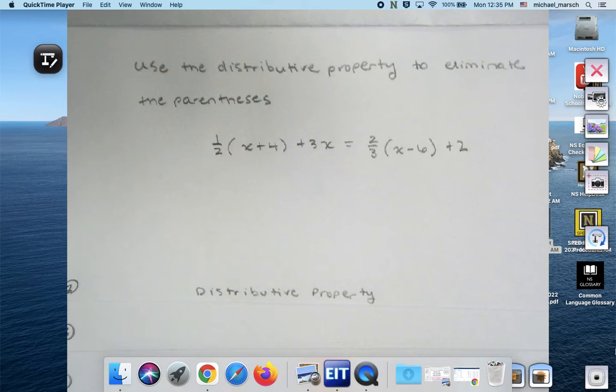Okay, does everybody have this written down? So now we're going to show the distributive property. Okay, some of you are not following along. You're not being respectful. I get it, it's the first day back after break, but we still have work to do.